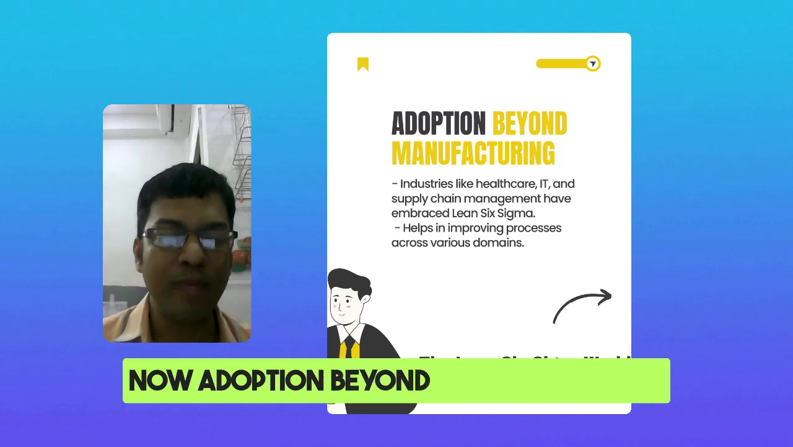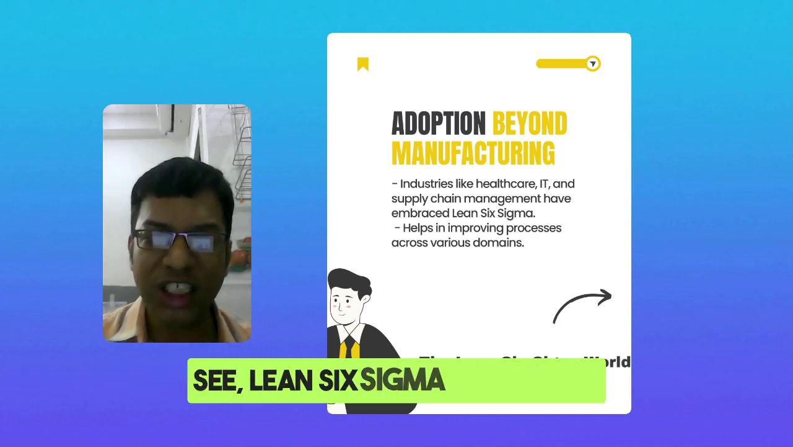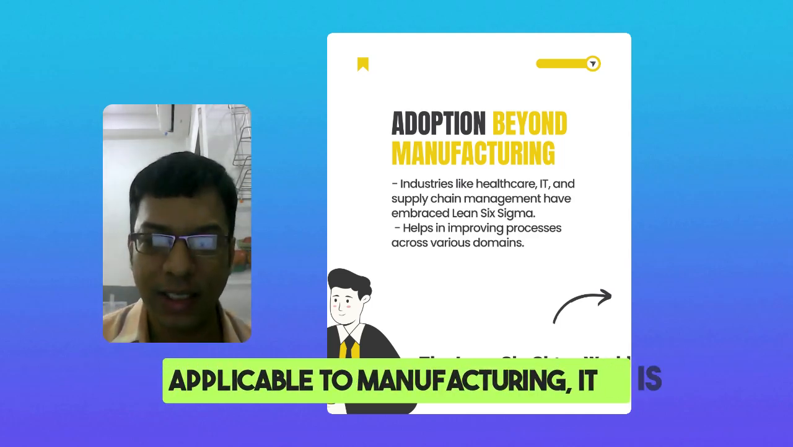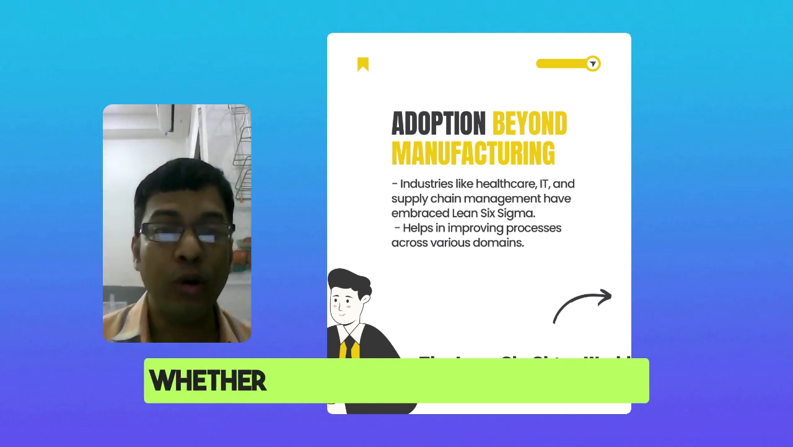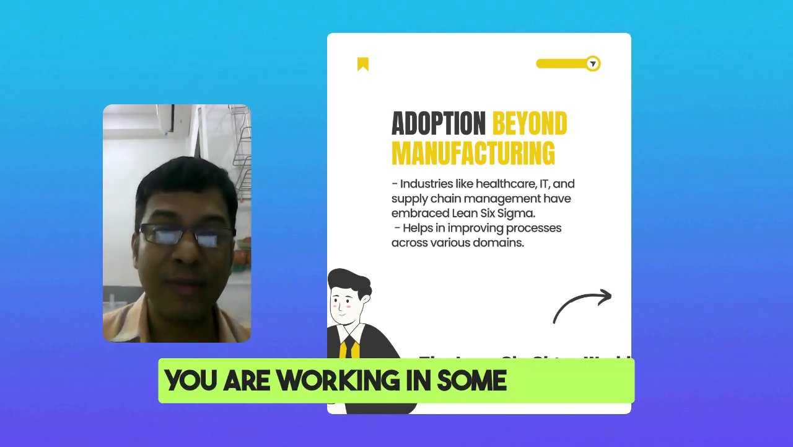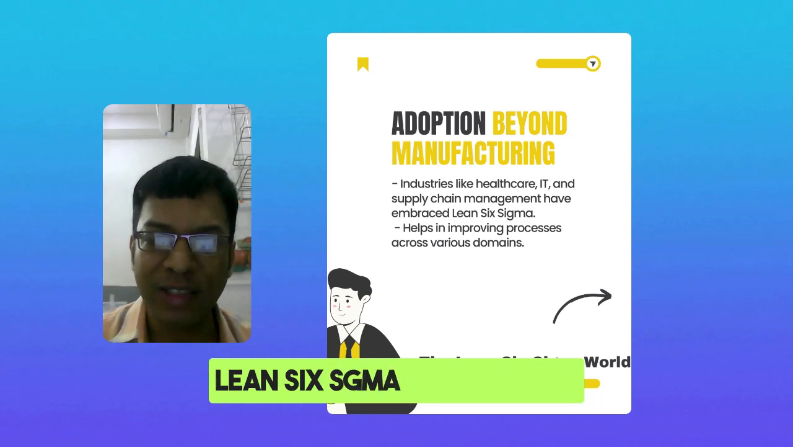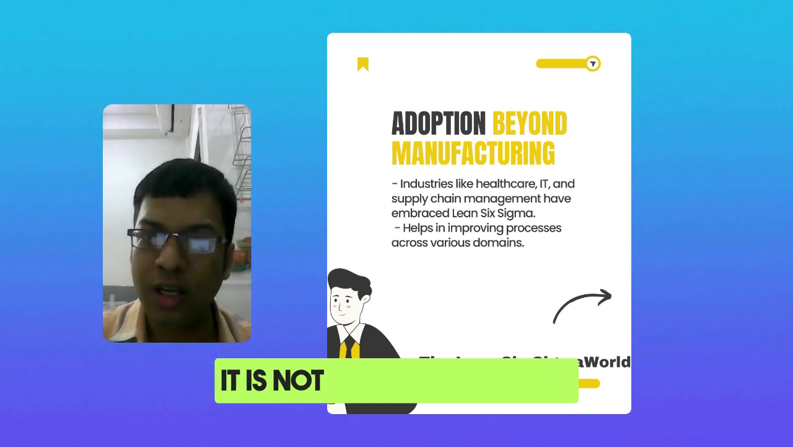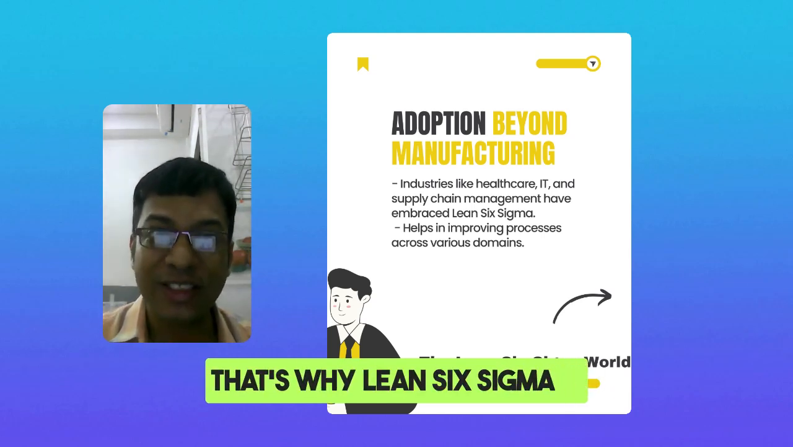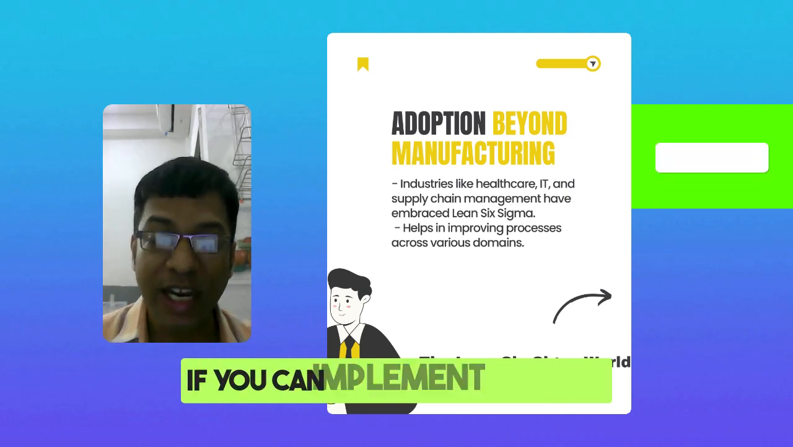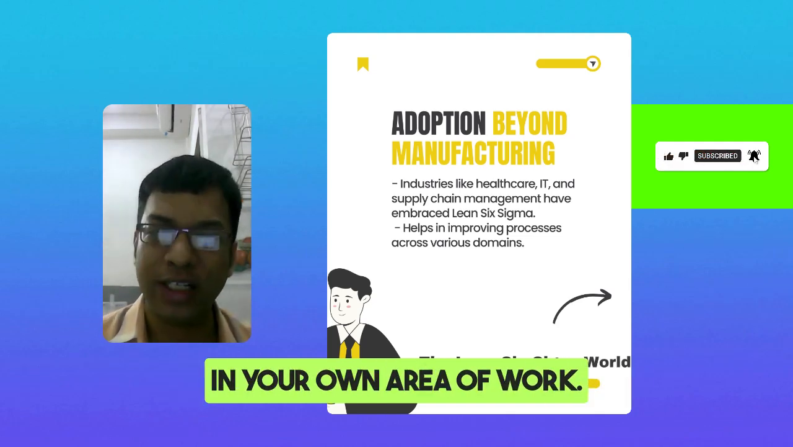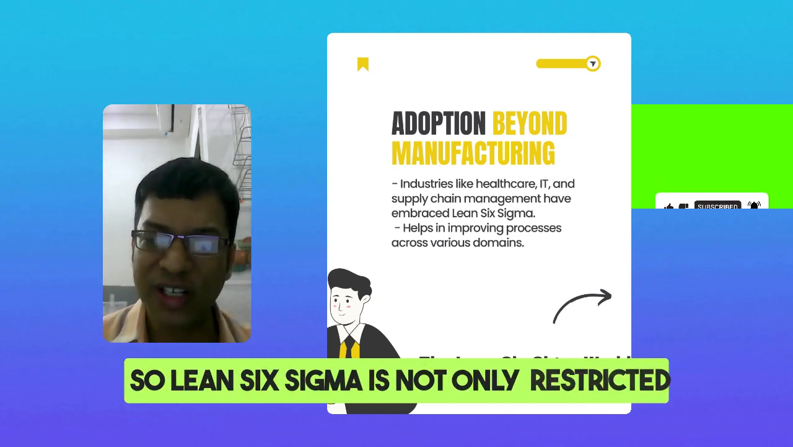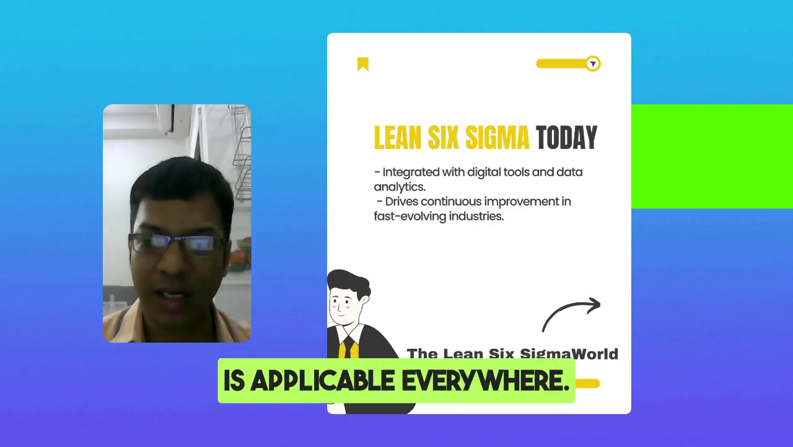Now, adoption beyond manufacturing. See, Lean Six Sigma is not only applicable to manufacturing, it is applicable to healthcare, IT, software, supply chain management. Whether you are a student, whether you are working in some industry, or whether you are a businessman, Lean Six Sigma is applicable for everyone. Lean Six Sigma is basically dependent on process. It is not person dependent. That's why Lean Six Sigma is applicable everywhere. If you can implement the tools and techniques properly, you can get huge success in your own area of work. So Lean Six Sigma is not only restricted to manufacturing, it is applicable everywhere.